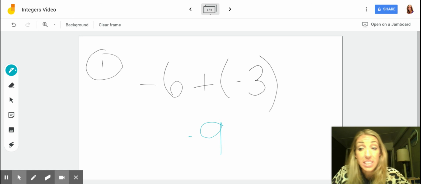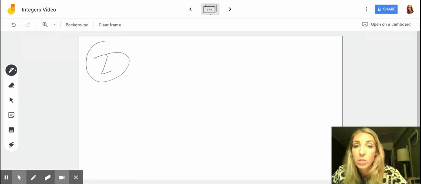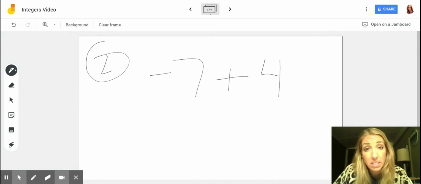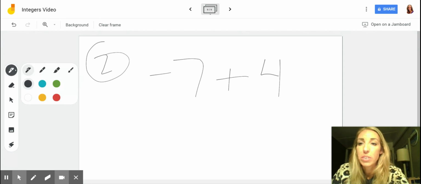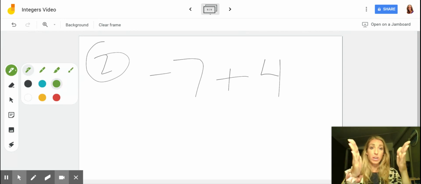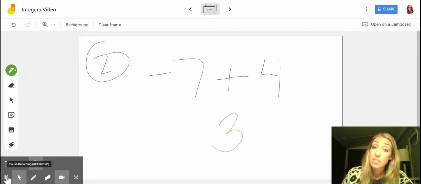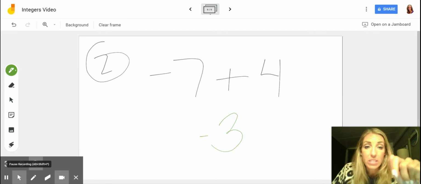All right, let's look at another example. I'm going to write this one down here. What algorithm is it? Do we have two positives? Nope, so it's not algorithm 1. Do we have two negatives? No, so it's not algorithm 2. Do I have one of each? Yes, so it's algorithm 3. Okay, algorithm 3, take the absolute values in your mind, 7 and 4, subtract them. Now, do I have more positives or do I have more negatives? I have more negatives, so my answer is negative.